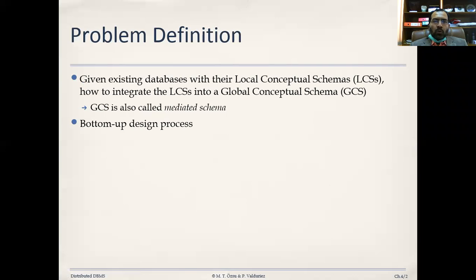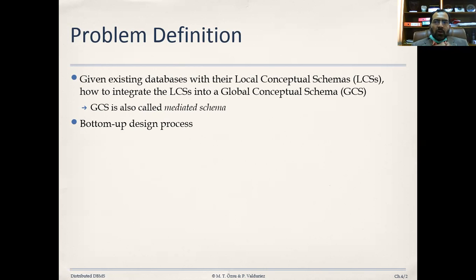And if you go towards the problem definition, it says that given the existing databases with their local conceptual schemas, how to integrate the local conceptual schemas into a global conceptual schema. And the global conceptual schema is also called the mediated schema.